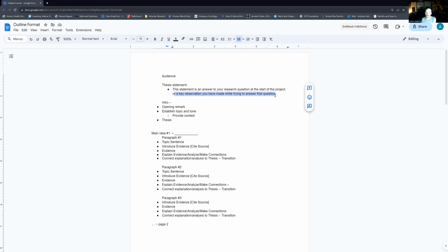That's why I recommended, while you're annotating and reading sources, that you write your thoughts down, make observations, and then just go with your strongest one. Don't overthink the thesis statement. It's really not a big deal.